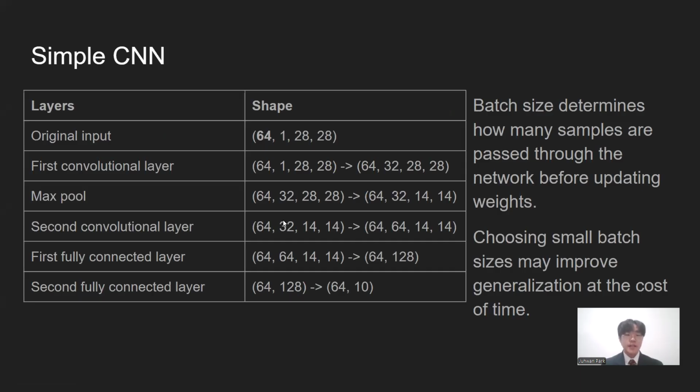So this will be the design of my CNN. Basically, the CNN has multiple layers that the input goes through, and then it will give us a final output of 10 classes. So for the original input, we have the original image, 28 by 28 pixels. We also have this number 64, which represents the batch size. The batch size determines how many samples are passed through the network before updating weights. Choosing small batch sizes can improve generalization, but it's going to cost more time. So I chose the number 64.